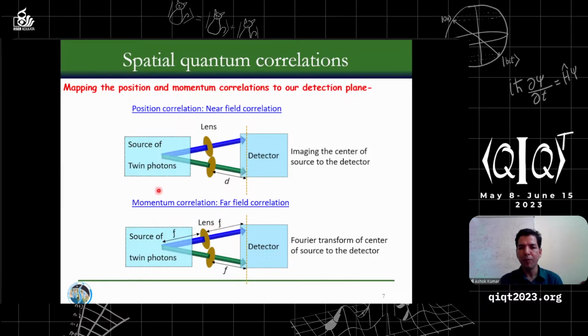On the other hand, momentum correlations can be mapped to your detection plane by using Fourier lenses. A lens has a very important property: if you put it in an F-to-F configuration, it gives the Fourier transform of whatever is at the input plane, at your output plane, the far field or Fourier plane. That's how you can convert position correlations to momentum correlations, and obtain both position and momentum correlation at your detection plane.